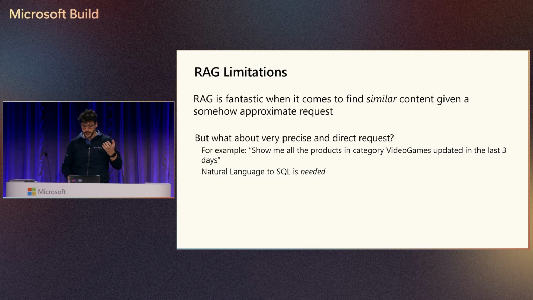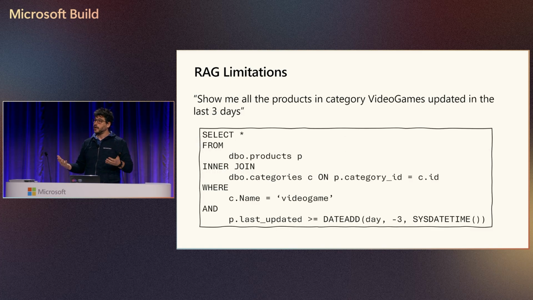Well, you have a problem, because let's say now I want to ask my AI agent, show me all the products in the category video games updated in the last 3 days or 3 months. Well, the RAG pattern falls apart because this is not a question that can be answered just by reading some descriptions and inferring the answer. You really need to generate a text query that is basically like this one. You need the AI agent to be able to generate and execute a query for you. And even more important, you need the AI agent to be able to understand when to do what.